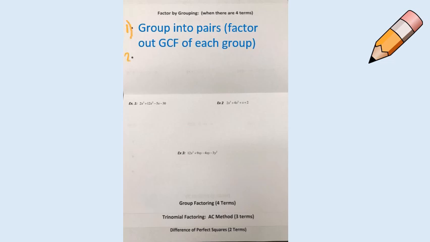Let's flip open to the next page in our foldable. Factor by grouping. When there are 4 terms, what do we do? The first step is to group into pairs and factor out a GCF of each group. If you want to label these as step 1 and step 2, that might be helpful as well. So we group the first 2 into a pair, the second 2 terms into a pair, and then we do GCF. Then we do one more step of factoring, and we factor out what is in common one more time.